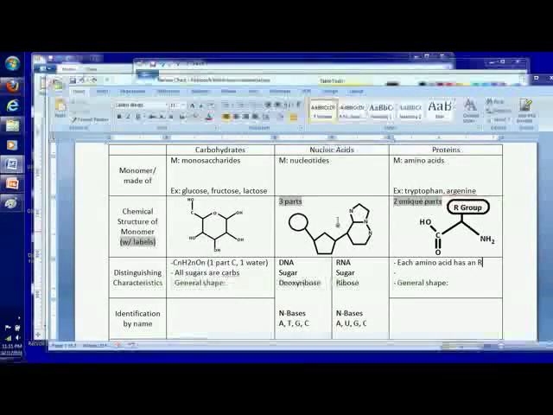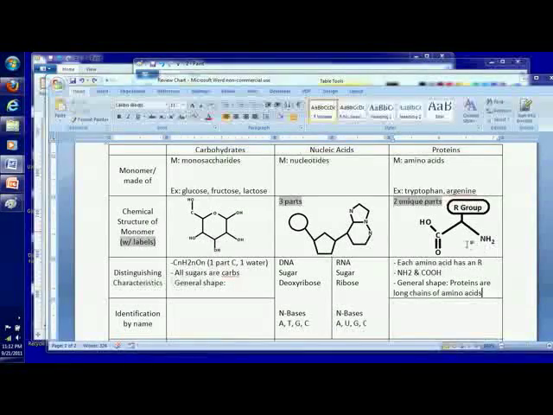Each amino acid has an R group that is very specific to the amino acid, but probably the most important part here is the NH2 and the COOH groups. If you see this, COOH, carboxyl, and if you see NH2, you know this is an amino acid, you know it's part of a protein.